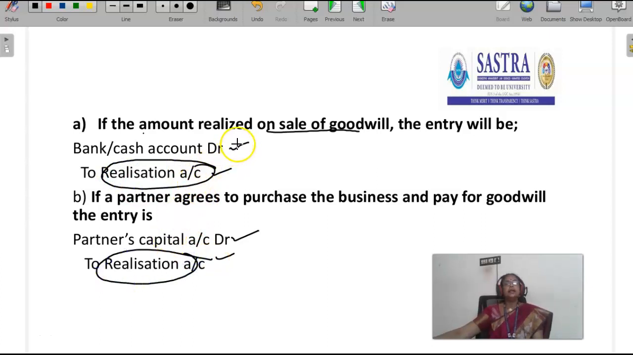If it is sold in the open market, then the entry would be bank or cash account debit to realization. If one of the partners agrees to purchase the business, sometimes one partner may be interested to continue the business and he may purchase the business of a partnership firm, and if he pays for the goodwill, the entry will be partner's capital account debit to realization account, because he takes away the goodwill. Goodwill is an asset, and so his capital account should be debited to the extent of the value of the goodwill purchased by him, to realization account.